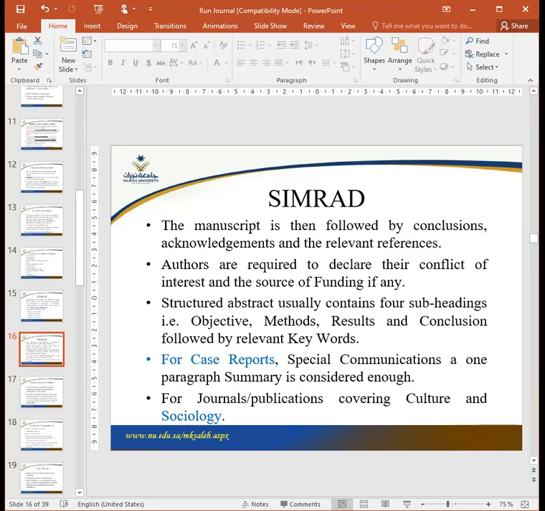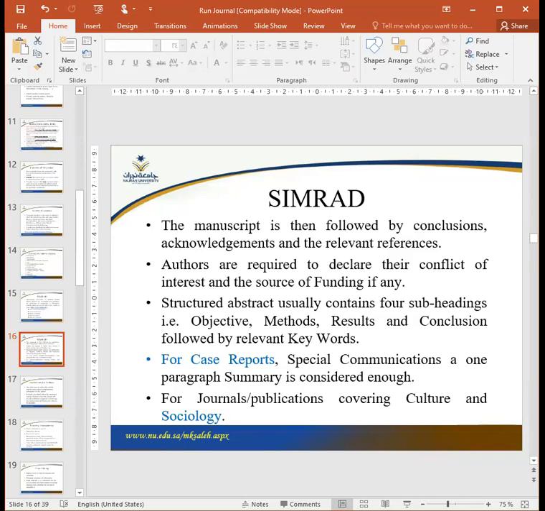However, while writing a review article, ICMJE guidelines require that a summary must also provide information about the databases which were used for literature search, the time period, and how information was extracted.